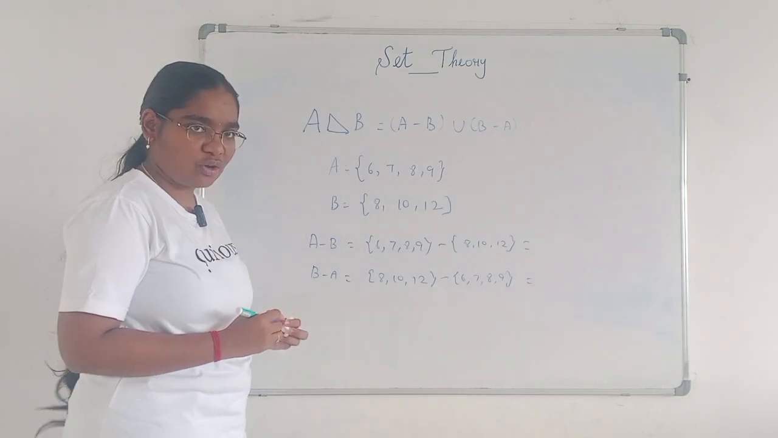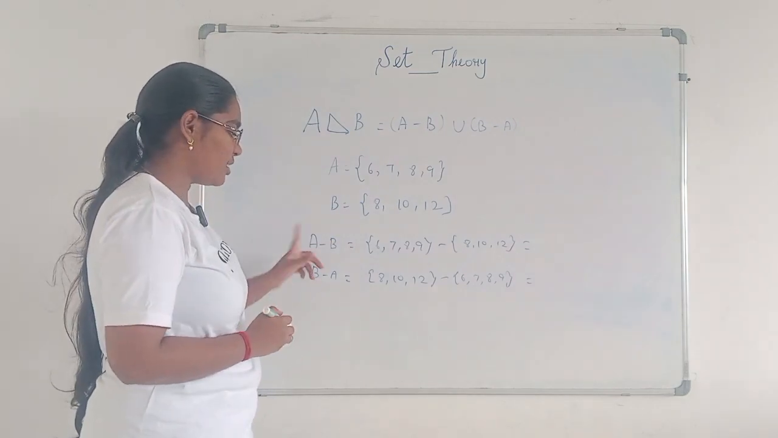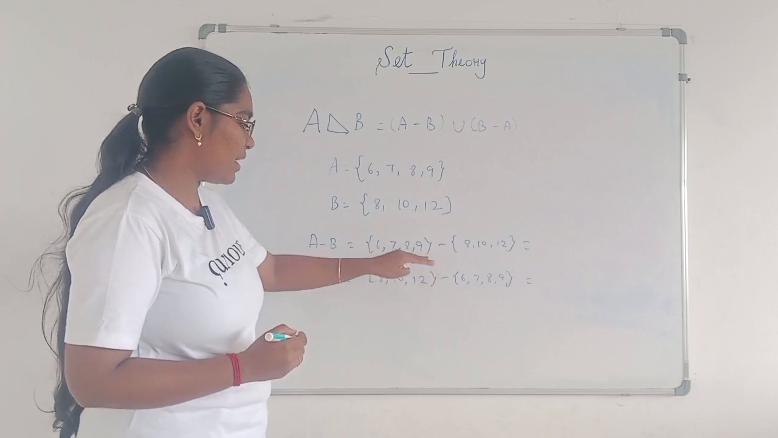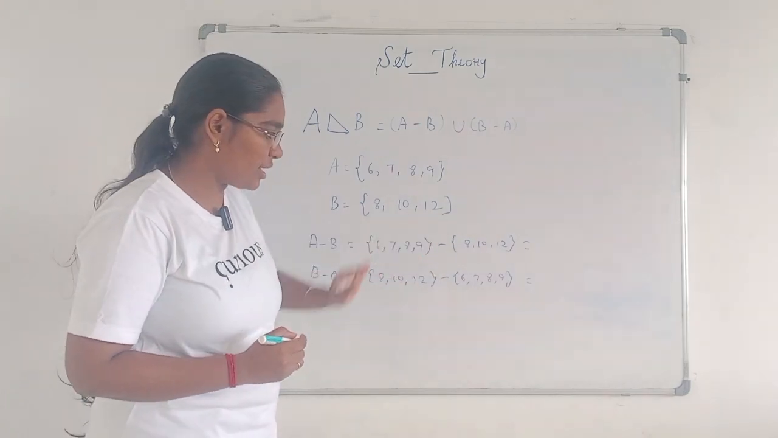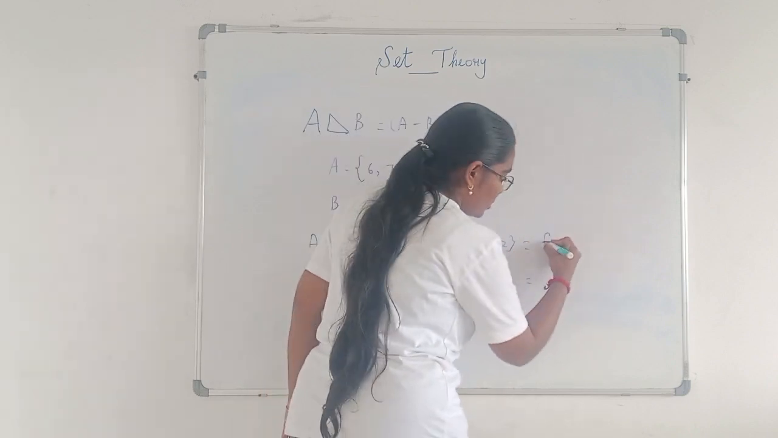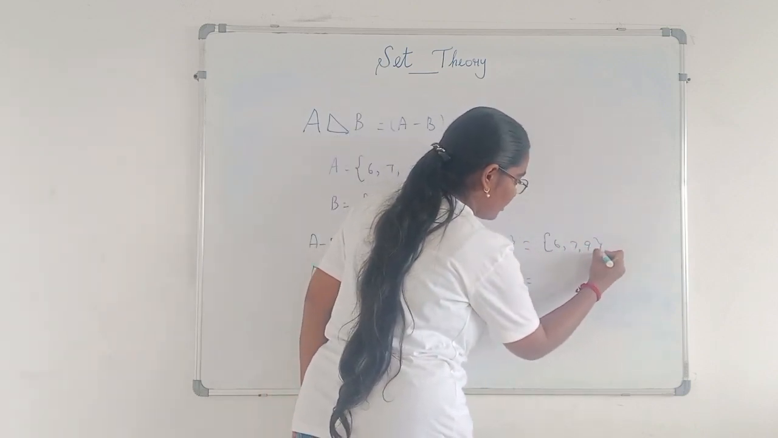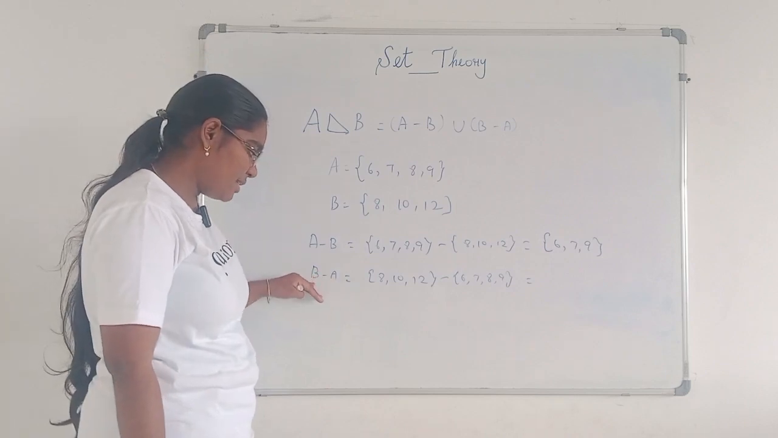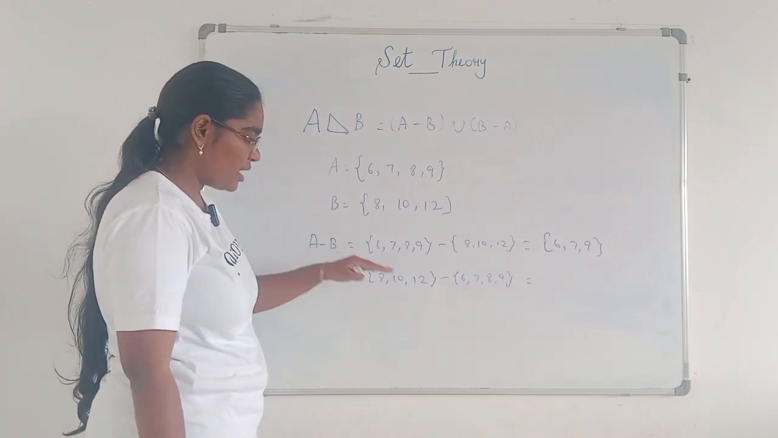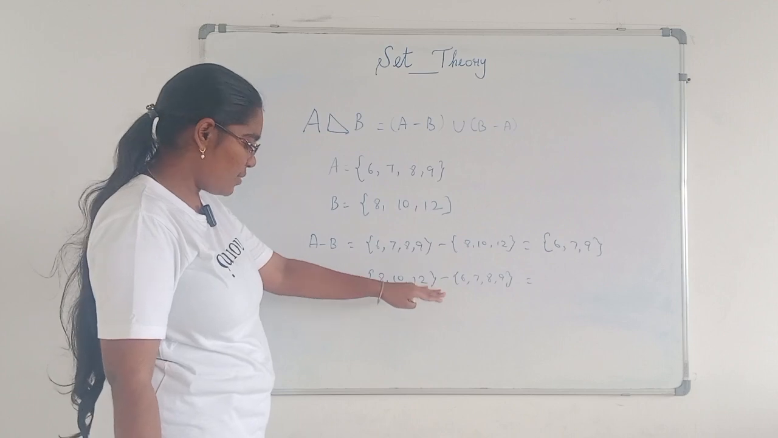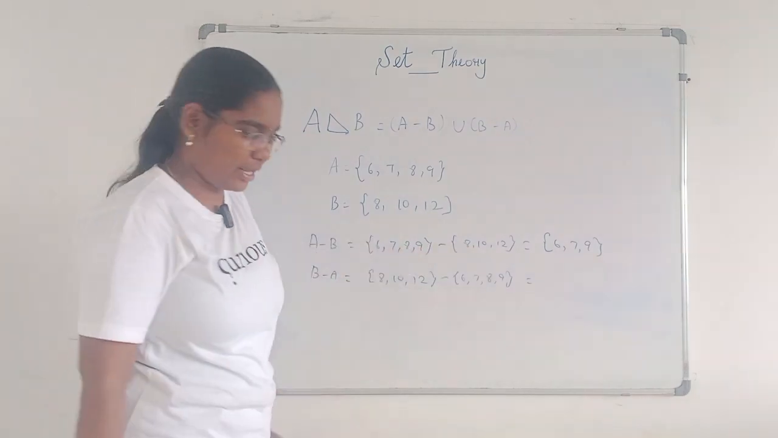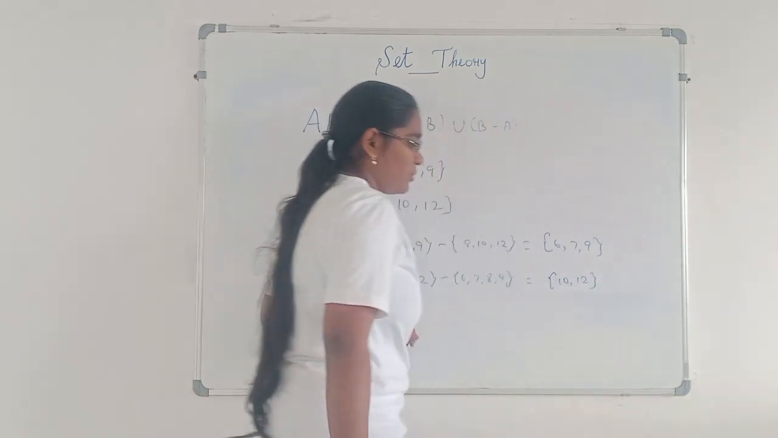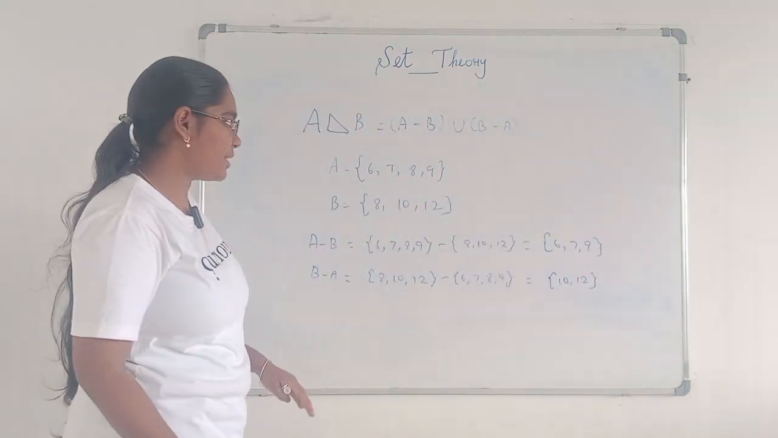A difference B denotes the elements in A but not in B. Here 6, 7, 9 are in A but not in B. B difference A denotes the elements in B but not in A. Here 10, 12 are in B but not in A. Next we will write the symmetric difference.